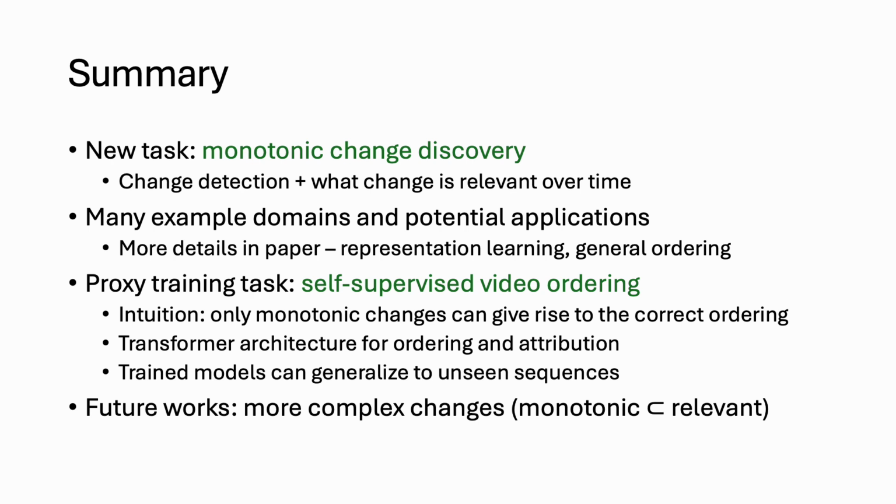In summary, we propose a new task of monotonic change discovery and have shown many examples, domains, and applications with more presented in the paper. We solve the task by using a proxy training task of temporal ordering and propose a transformer-based architecture that can do so. In the future, we hope to be able to capture more complex nature of changes. Thank you.